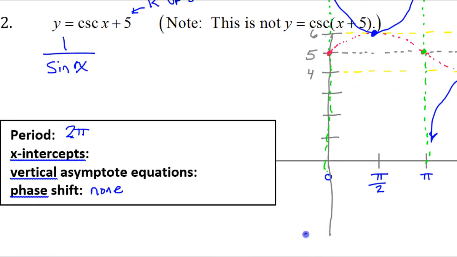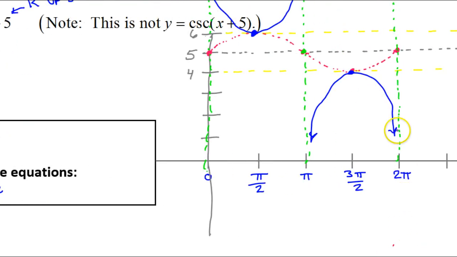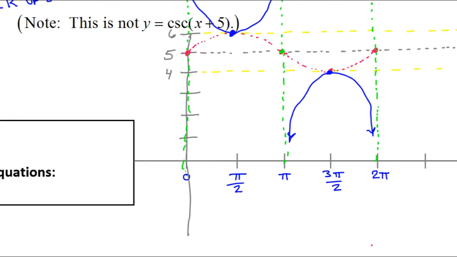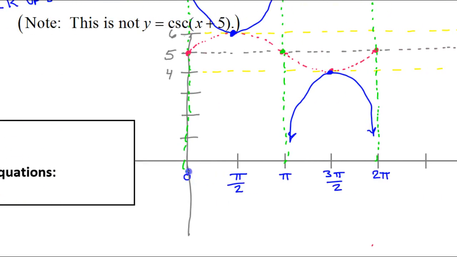X-intercepts. There are going to be some x-intercepts here, right? Because eventually this is going to come down and hit. But honestly, I'm not exactly sure what I'm supposed to do for this. I'm going to have to get back to you on that. But the vertical asymptote equations. Remember, the vertical asymptote happens at every half of a period. See how it occurs right here in the middle of the period? It occurs at every half period.